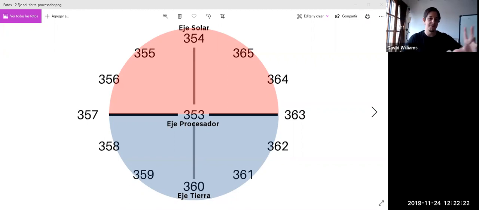Okay, well, one way of sequencing this is that the top part is more about the sun. We could say it's the solar axis. The bottom is connecting with the Earth axis, 360 degrees, 360 at the bottom. And 353 is what we call the processor. It's processing the abstract and the concrete. It's processing the left and the right. So it's a center which is processing.